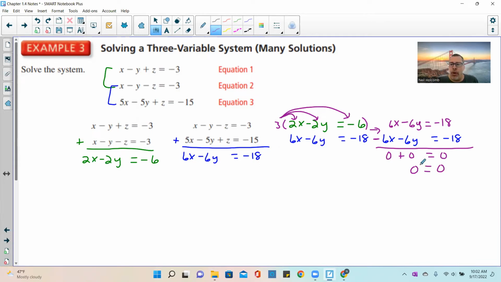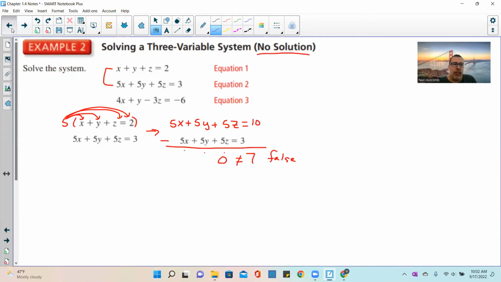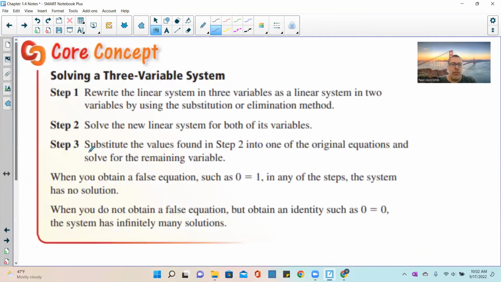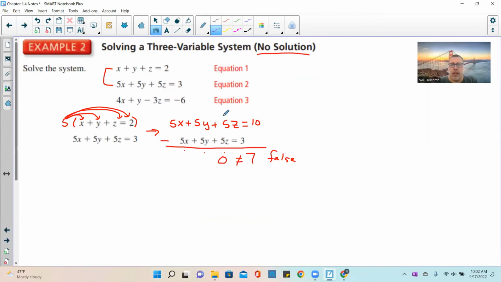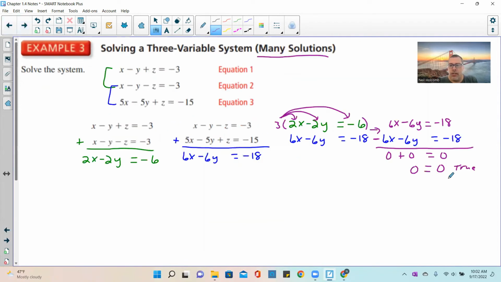So when I got to this point, I got down to a number equal to a number, and 0 does equal 0. That is true, and therefore we have infinite solutions. So let's go back and look at what it said in the core concepts. It said right here, when you do not obtain a false equation, but obtain an identity such as 0 equals 0, the system has infinitely many solutions. So that's what happened here. Okay, so we are done when we get 0 equals 0.